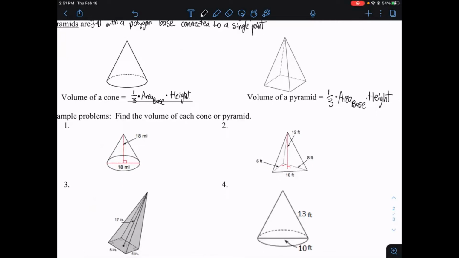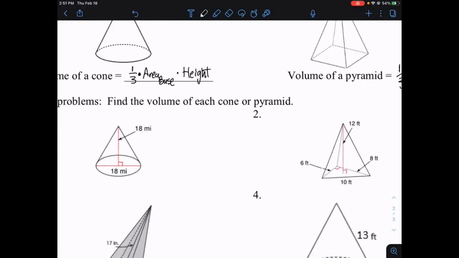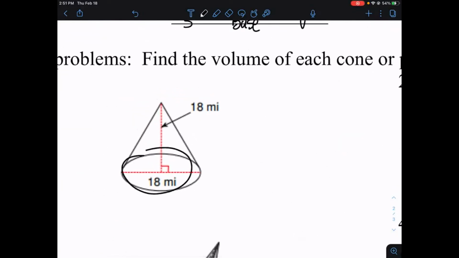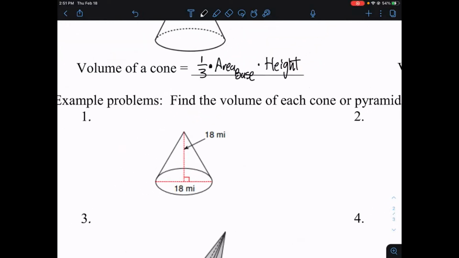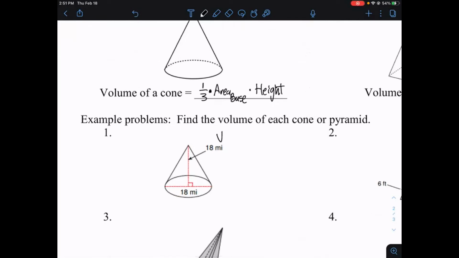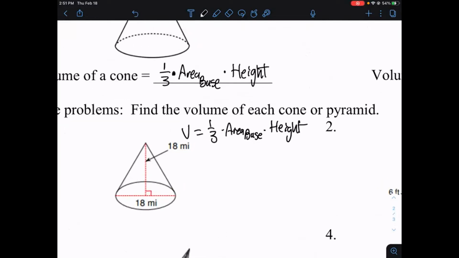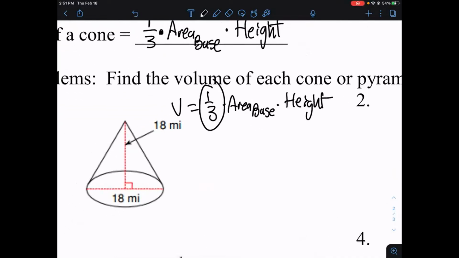Okay, so let me do example 1. So this is a cone, right? We've got a circular base and it narrows up to a single point. So looking at my formula, volume, I'll just do V, is 1/3 times the area of the base times the height. The 1/3 is just a number, right? So that's going to stay there.